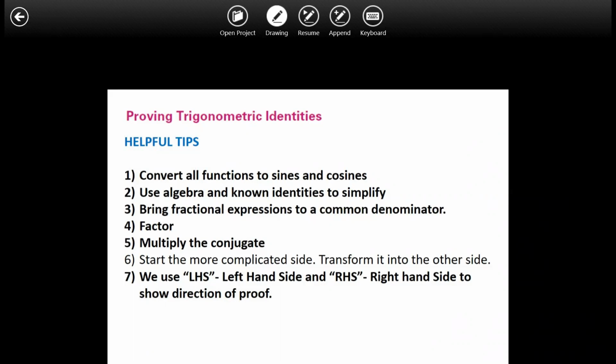The one we're most typically using is converting all functions to sine and cosines. That sometimes is going to help us. Sometimes it's going to be using algebra and known identities to simplify. Maybe reducing it down faster before we change it might help us out. Bringing common denominators together, adding them as fractions. Again, factoring, multiplying by conjugate. Start with the more complicated side is always the key. So here we go.